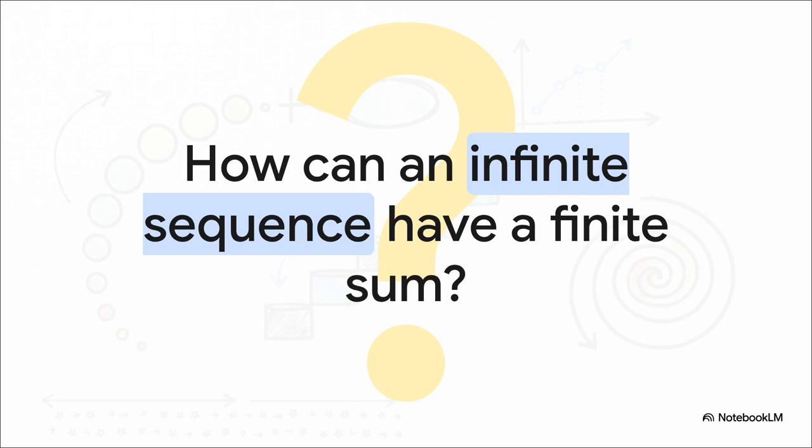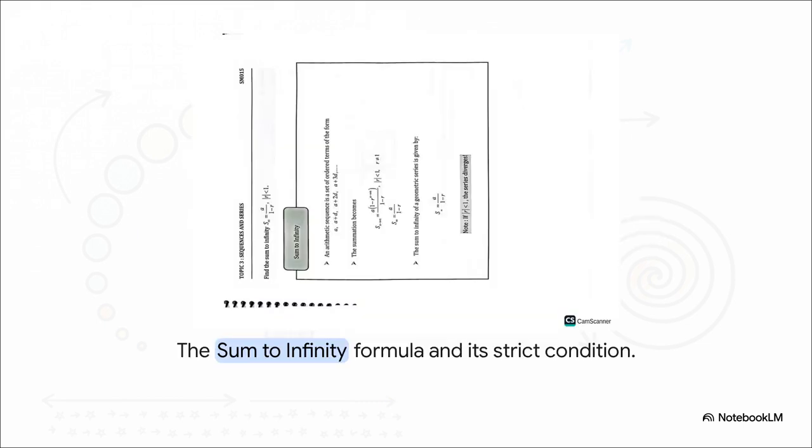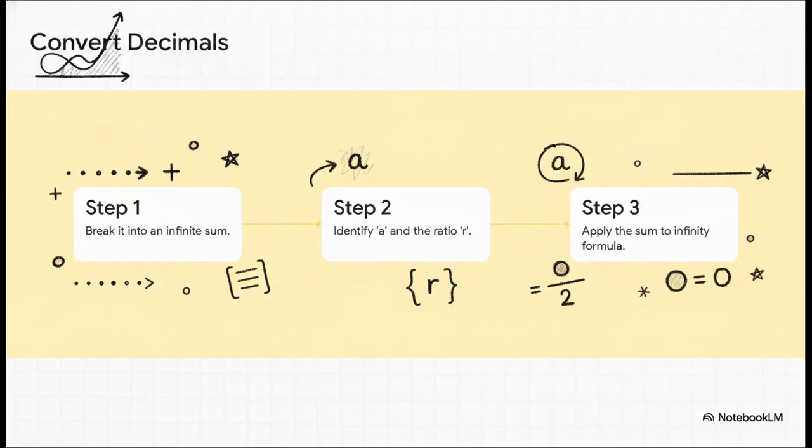Let me explain how. The formula for the sum to infinity, S infinity, is elegantly simple. A divided by 1 minus r. But wait, there's a massive condition here. This formula is strictly valid only when the absolute value of your ratio r is less than 1, meaning r must be a fraction somewhere between -1 and 1. If it is, the series converges, and you can simply divide your first term a by 1 minus r to find that exact limit. And this isn't just some abstract theory. It's an incredibly useful tool.